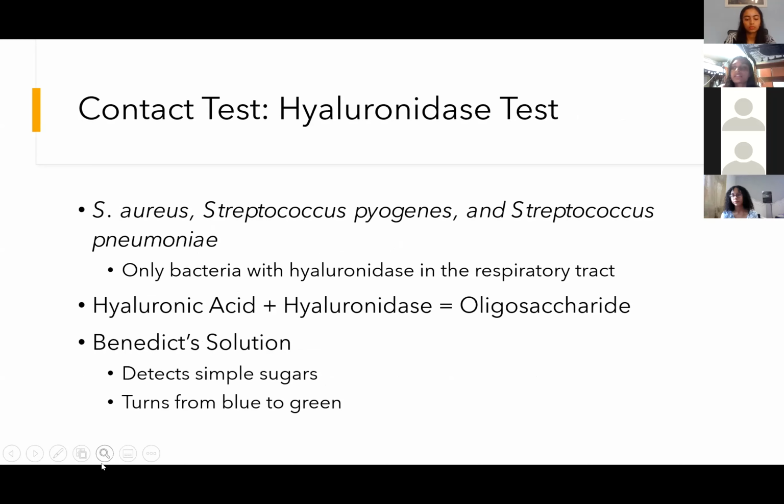Our next test was a direct contact test, which is the hyaluronidase test. Many organisms have the hyaluronidase enzyme, but only these 3 bacteria contain this enzyme in the human respiratory tract. Our test comprised of hyaluronic acid and Benedict solution, which is a mixture of sodium carbonate, sodium citrate, copper sulfate pentahydrate. As the hyaluronic acid mingles with the hyaluronidase in the sample, there will be an oligosaccharide produced. Benedict solution detects the presence of simple sugars such as this, which will make the test solution go from blue to green.